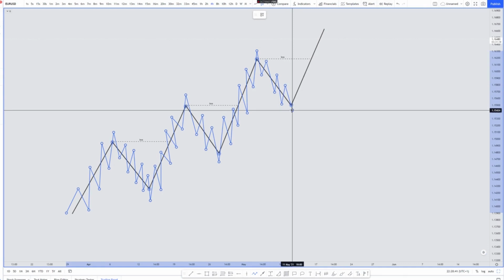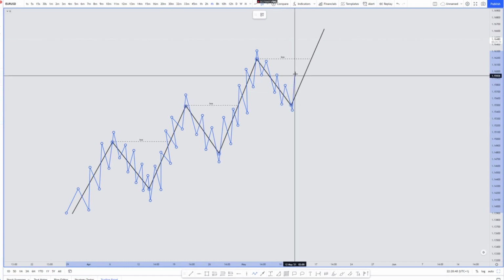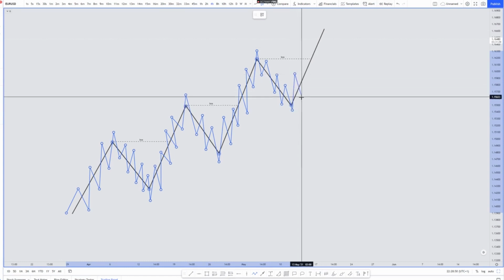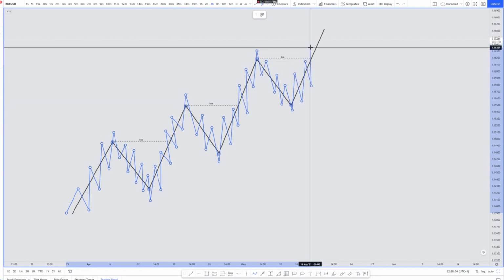And at some point this pullback is likely to end. More often than not, relative equilibrium, but that's not guaranteed. So as the bullish trend resumes, we can now formulate trade plans of holding longer trades.